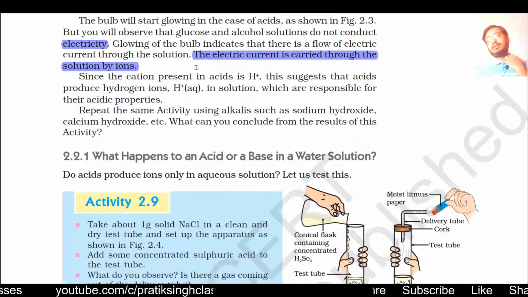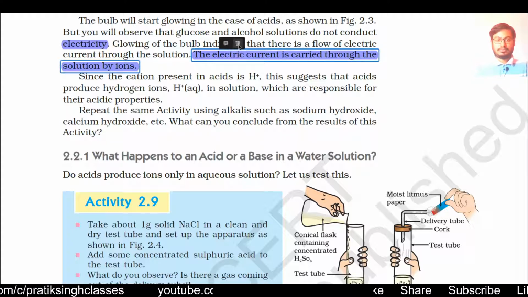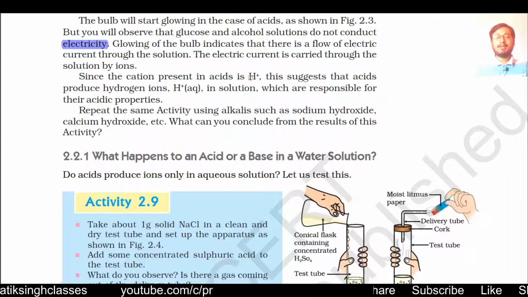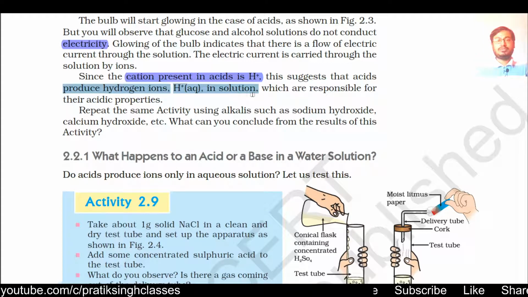When any acid is mixed with water to make an aqueous solution, the positive ion and negative ion separate from the acidic compound, and because of those ions available in the solution, they allow the current to pass through. The cation present in acid is H+. Sometimes this cation is pronounced differently, but it depends on you, and different teachers will say it differently. This suggests that acids produce hydrogen ions in aqueous solution, which are responsible for their acidic properties.